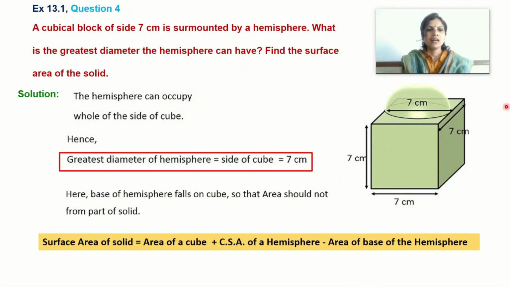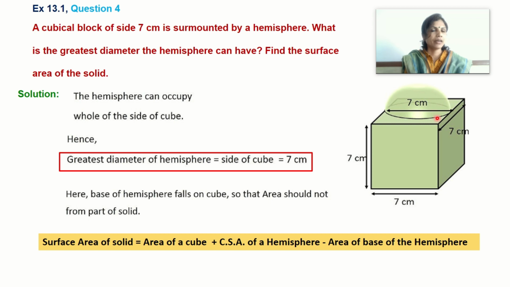The question is, a cubical block of side 7 cm is surmounted by a hemisphere. What is the greatest diameter the hemisphere can have? Find the surface area of the solid. So let's go step by step. The question is about a cubical block which is surmounted by a hemisphere. Now surmounted by the hemisphere means on the cubical block the hemisphere is kept.